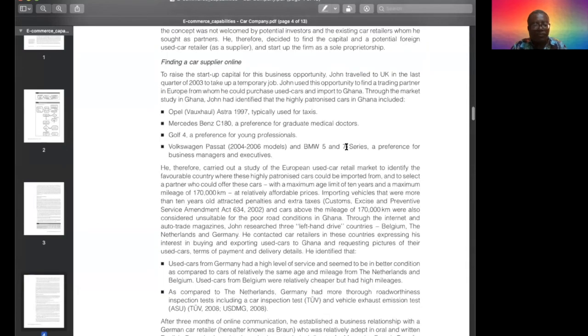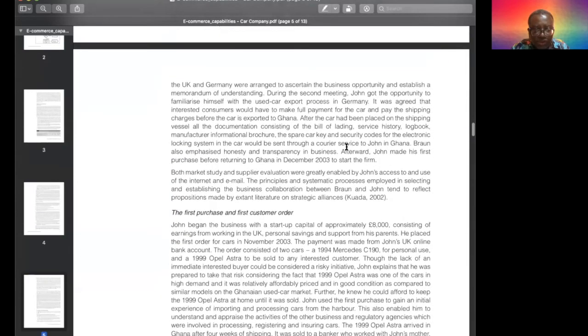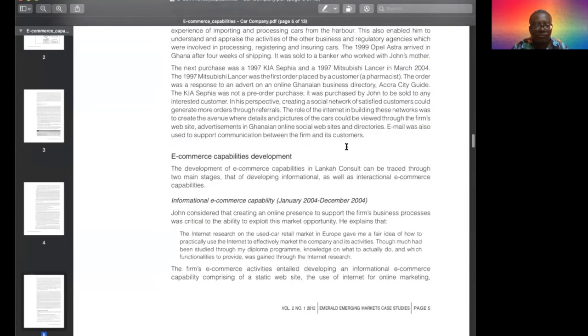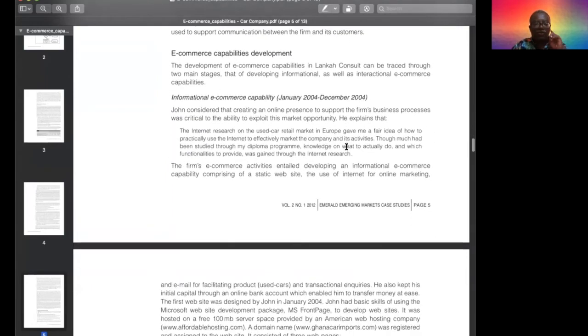Now I just want to show another thing here. Okay. Now look at it. Look at this one here. Look at the timeline. So this is based on time. Now this is a time and event-based respondent. John himself is also an event-based respondent. But look at what I'm saying here.